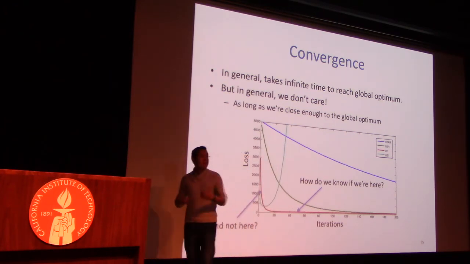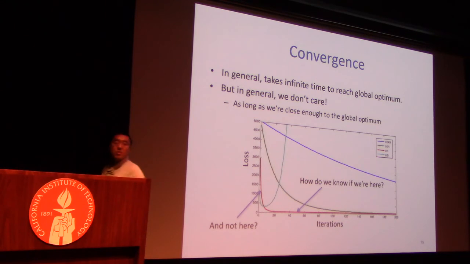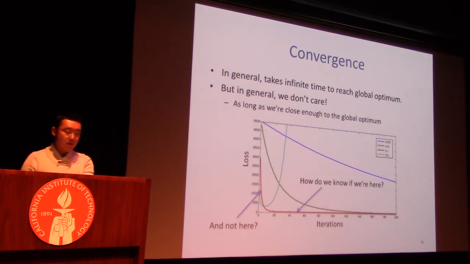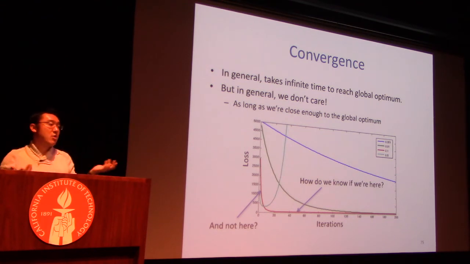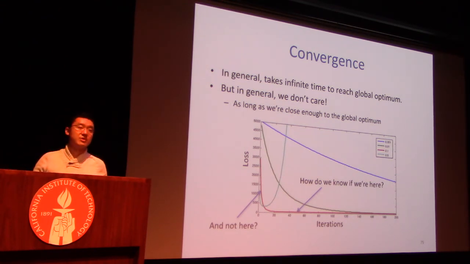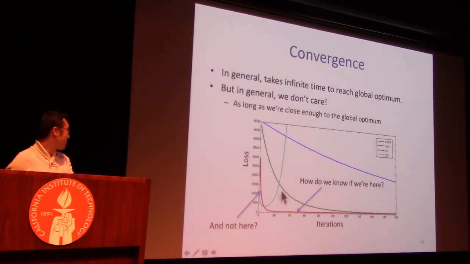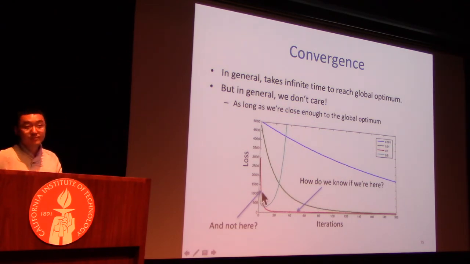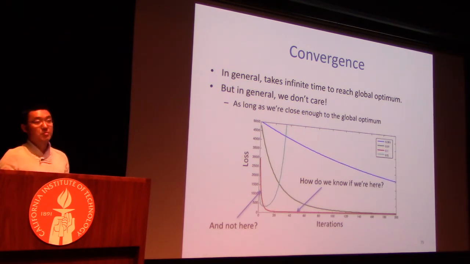And we want to make that determination without knowing how low you can go. You don't actually know the minimum loss that you can achieve. So, as you're doing gradient descent, you don't know how much further you can go. But in general, as long as we're close to the global optimal, we don't care.